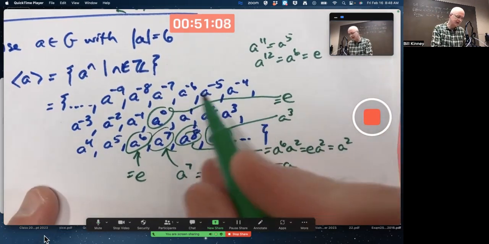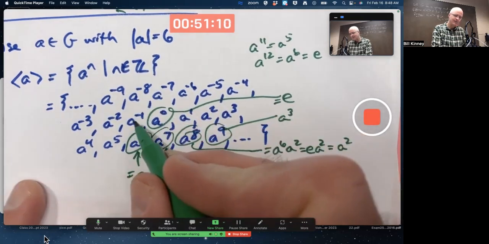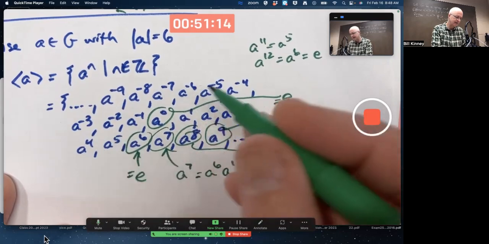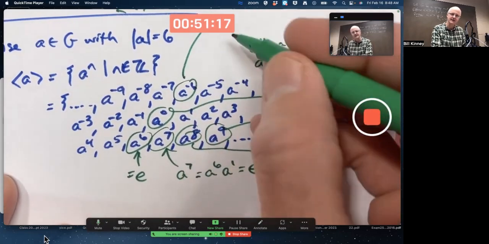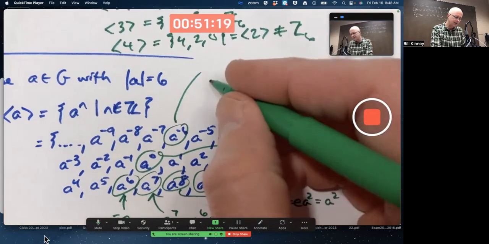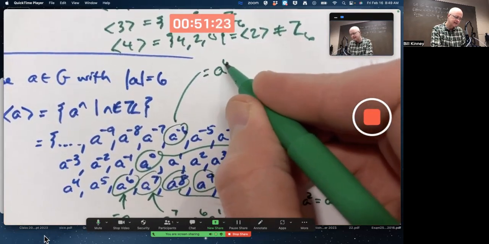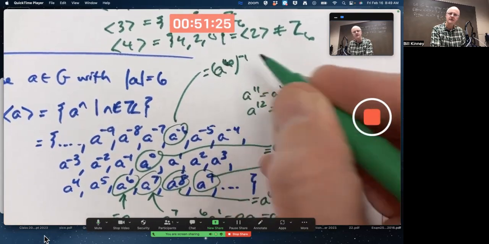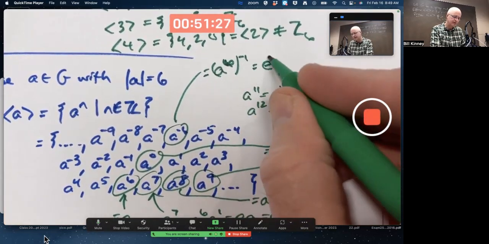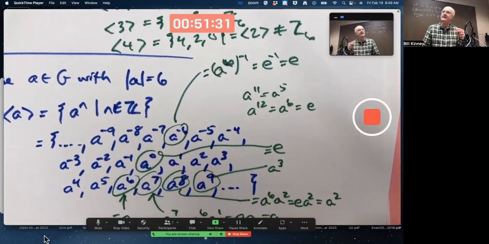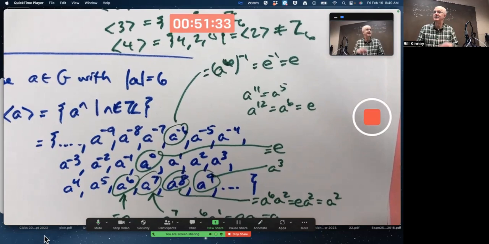Going with negative powers, you have A inverse, which is A to the negative 1, A to the negative 2, etc. What about A to the negative 6? By a property of exponents, that equals A to the sixth, inverse. That's E inverse, which is E. So if A to the sixth equals E, then A to the negative 6 will also equal E.